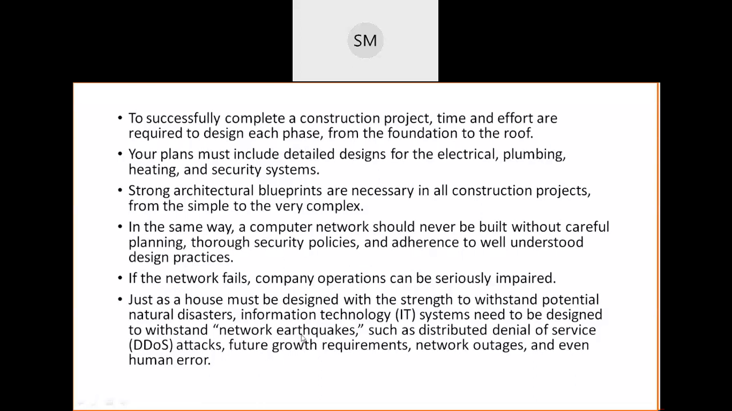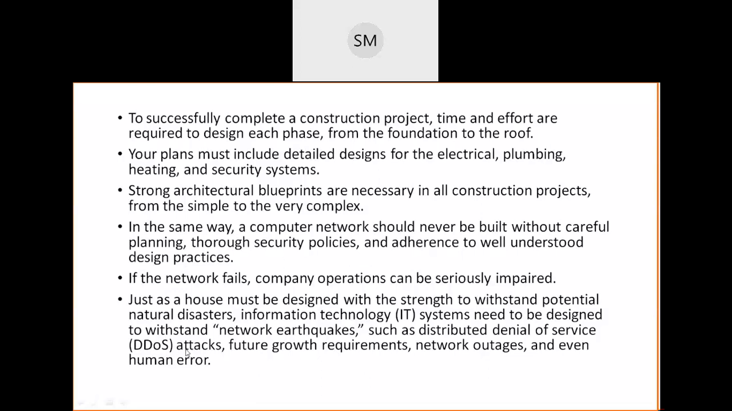Actually, that is not affecting. Here we have simply taken this word, network earthquakes. Network earthquakes is nothing but failures. So instead of using that, the author has used this word, network earthquakes, such as what type of failures do we get in IT systems? Distributed denial of service, a very, very important attack. It is a very dangerous attack, the distributed denial of service attack.